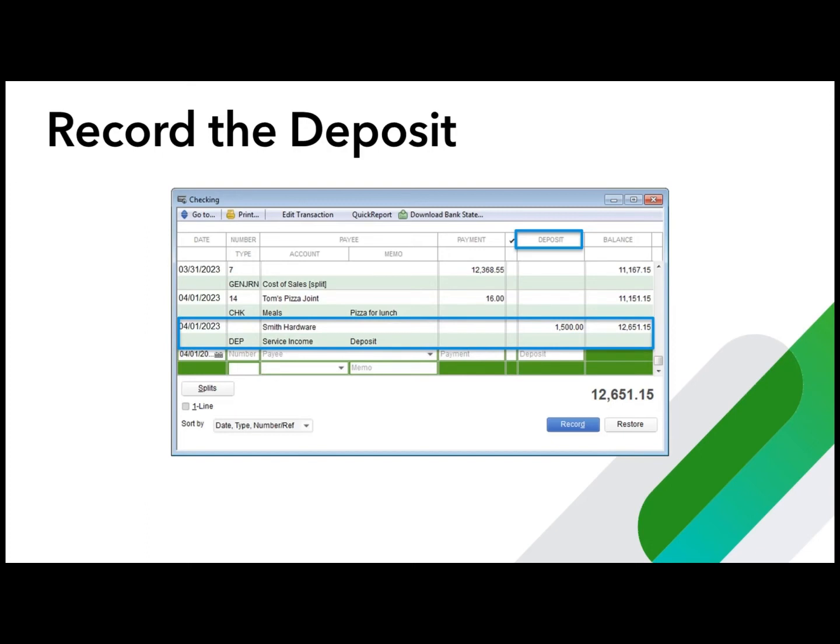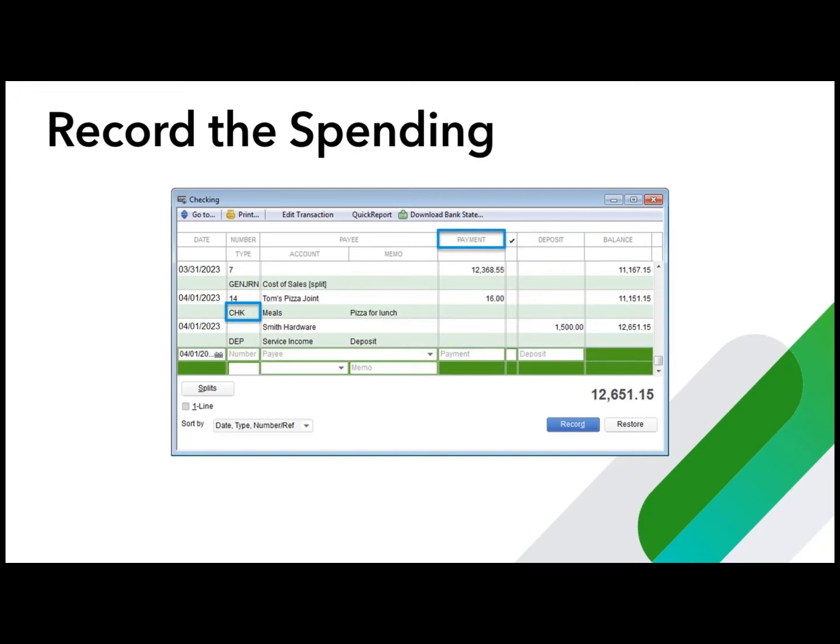Now let's record money going out. You're hungry, so you go to Tom's Pizza Joint and buy a large pizza with everything on it. You pay Tom with a check. In your check register, you record the date you spent the money, who you gave the money to, Tom's Pizza Joint, and you categorize or explain the reason you spent the money, pizza for lunch. You also record the amount of the check, $16.